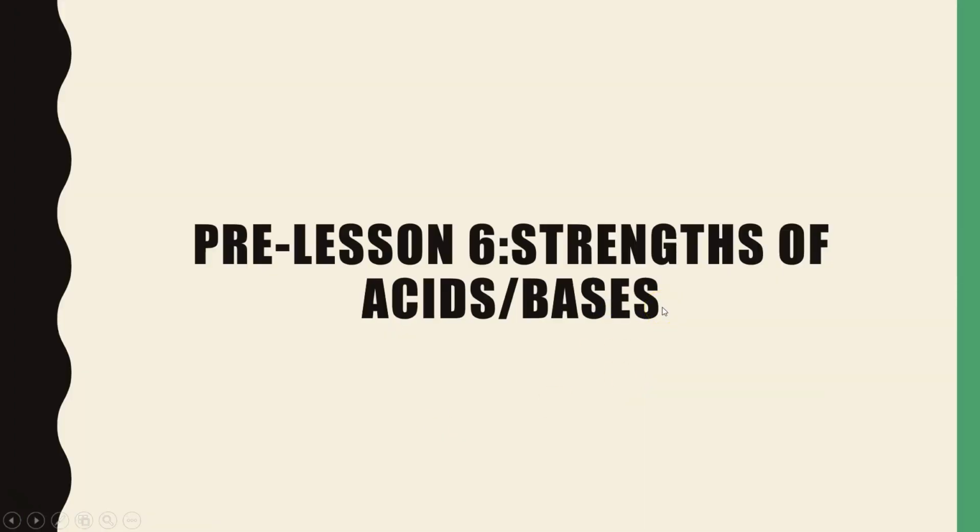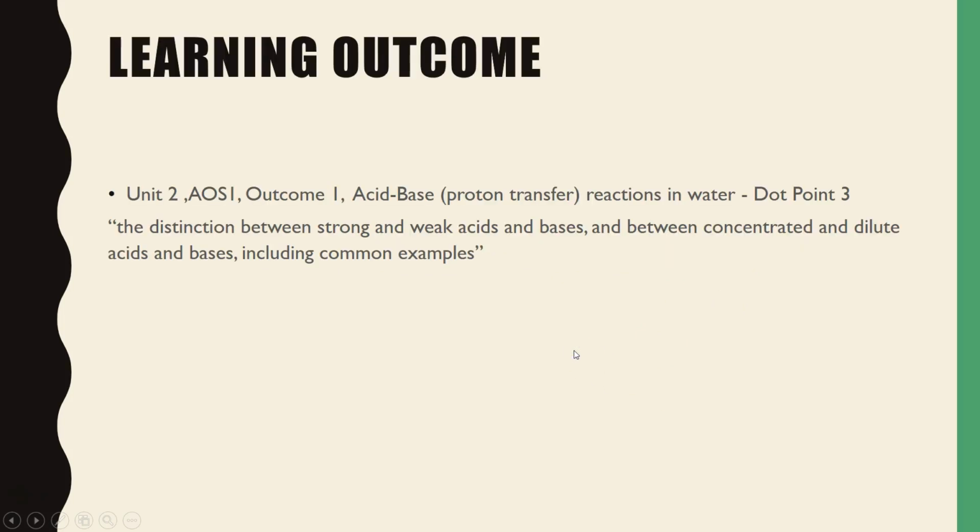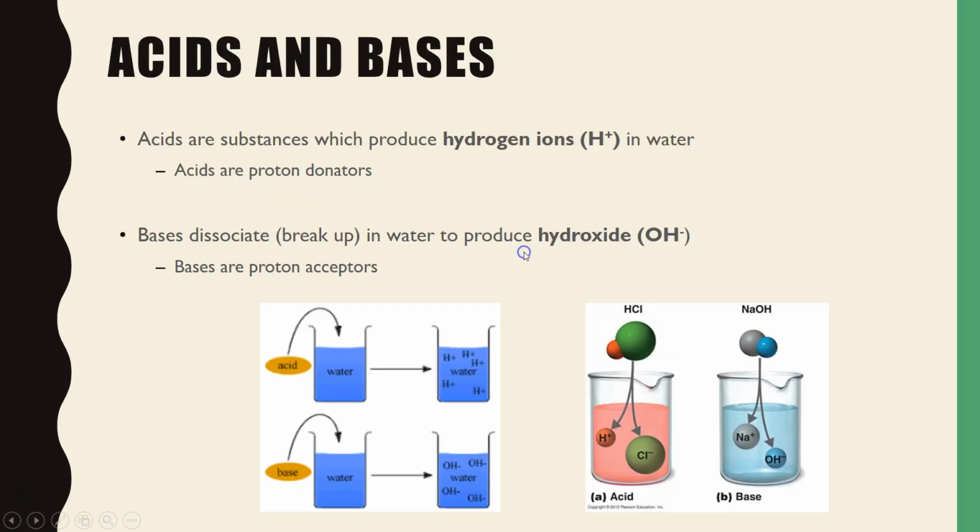In this lesson, we're going to be looking at strengths of acids and bases. So the learning outcome for today is to look at the difference between a strong and a weak acid and base, and the difference between the terms concentrated and dilute acids and bases, with common examples.